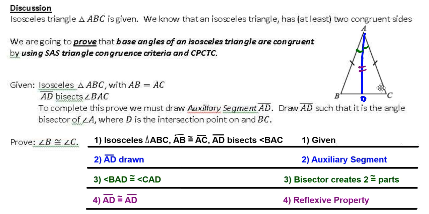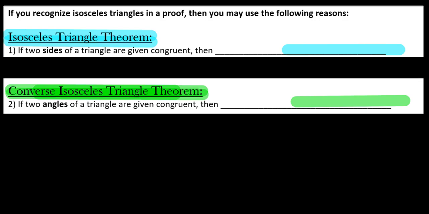The opposite of that: if two angles are equal, the sides opposite those two angles are equal. Now, this all has to be within the same triangle. And those two statements give us our next two theorems. If you recognize isosceles triangles in a proof, we can use that information in a couple different ways.